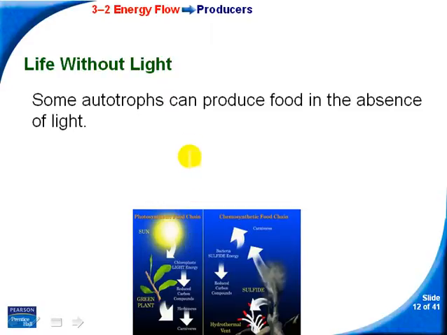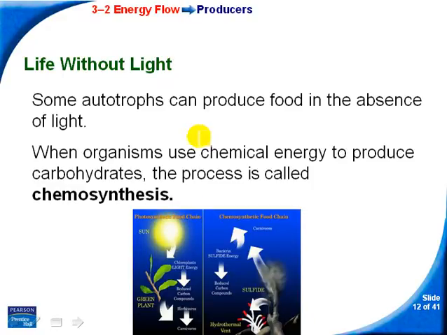Now, what if there is no light? Unfortunately, this picture is really small, but you're going to see a couple of other big pictures of the same system. If you don't have light, they use chemical energy to produce carbohydrates in a process called chemosynthesis. And right here is a picture of chemosynthesis occurring. We'll talk more about what we see in that picture in a minute.